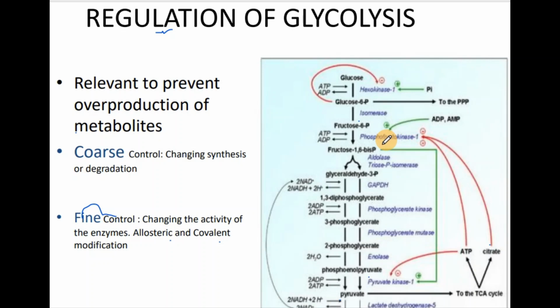So the mechanism described here includes feed-forward activation and feedback inhibition. Feed-forward activation is when a molecule binds to the allosteric site and makes the active site more receptive so that the substrate can bind. Feedback inhibition is when an inhibitor binds the allosteric site and changes the conformation of the active site so the substrate cannot bind. So take note of these two.